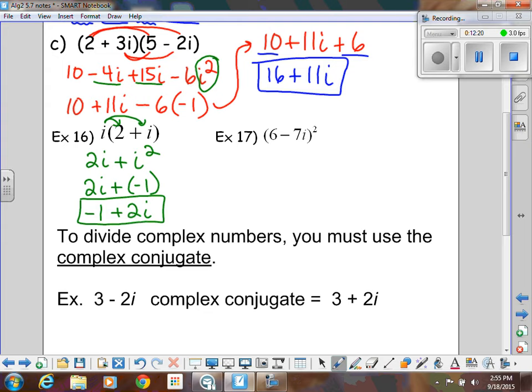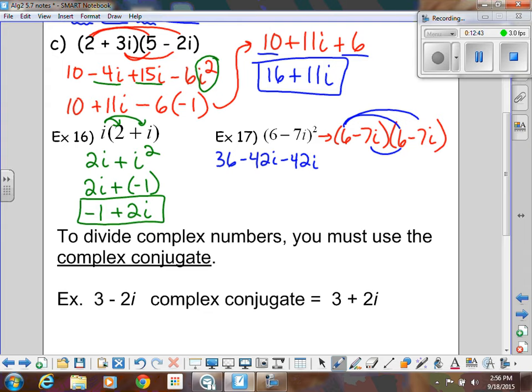Now, what do we do when I have parentheses squared? Remember, that's the same thing as doing 6 minus 7i times 6 minus 7i. So I'm going to distribute, just like we've been doing. So 6 times 6 is 36. 6 times negative 7i, that's negative 42i. Then I'm going to do negative 7i times 6, that's negative 42i. And then negative 7i times negative 7i is positive 49i squared.